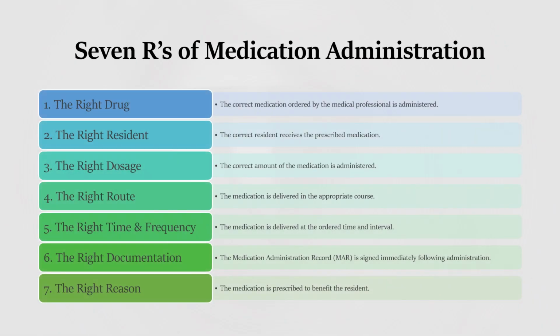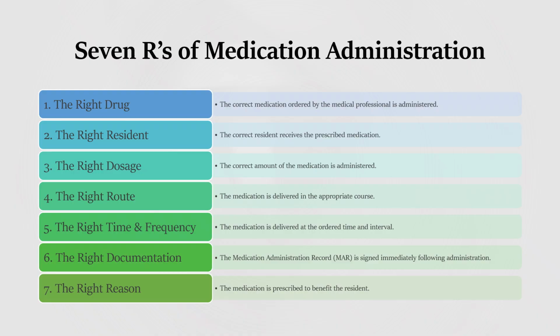The 7 rights of medication administration. The rights of medication administration are a set of guidelines to adhere to when administering medications in an effort to reduce adverse medication events. Learn how to ensure proper medication dosages for the individuals you serve with this checklist of 7 questions. Number 1. The right drug.